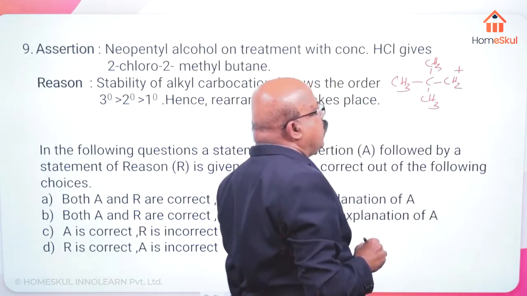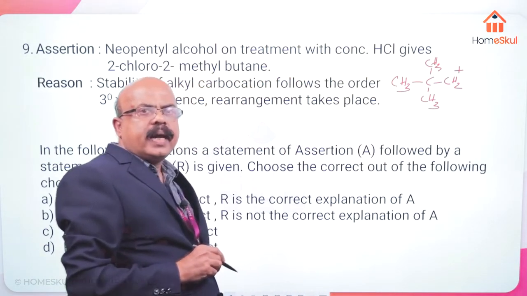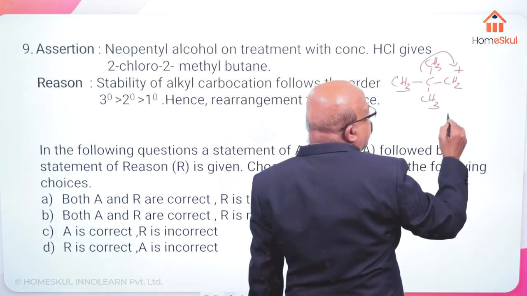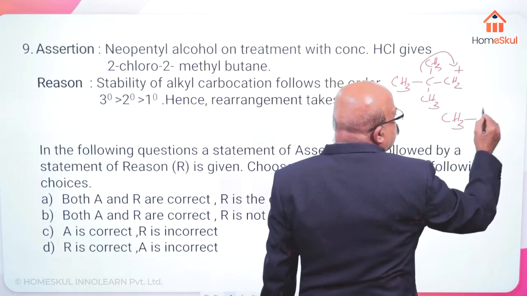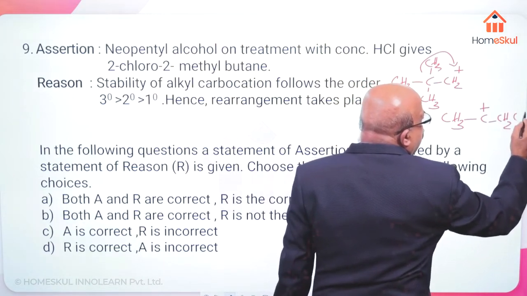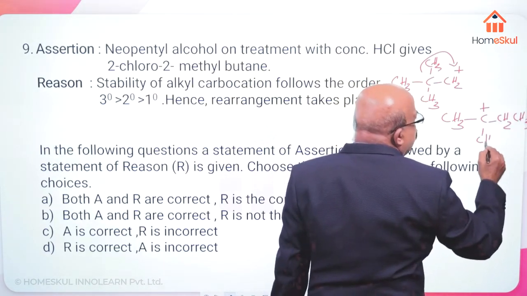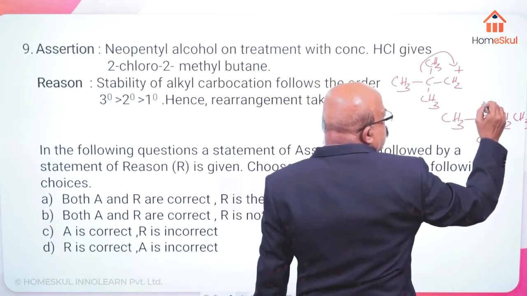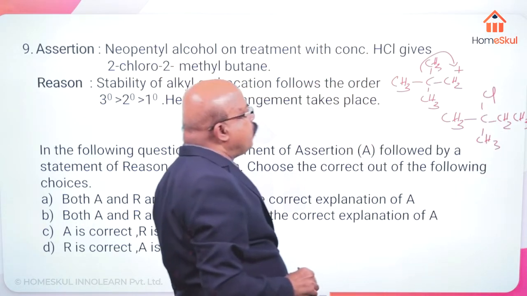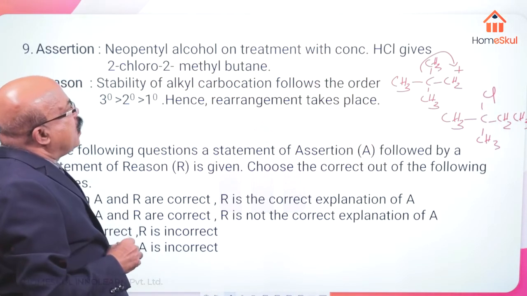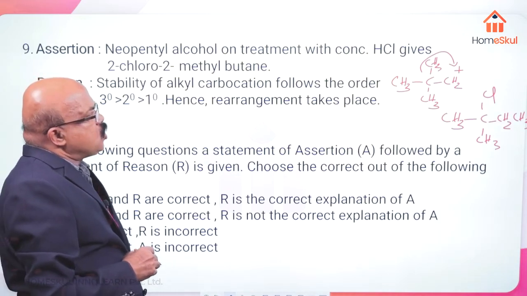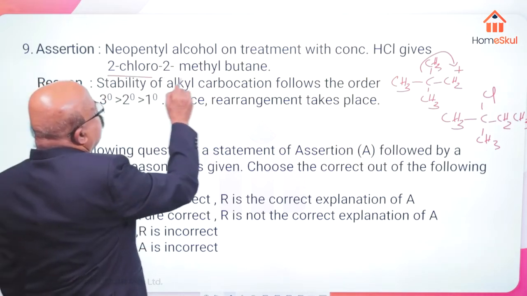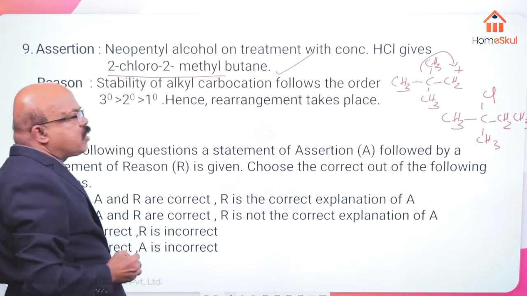This carbocation is primary, and it undergoes rearrangement by methyl shift. So the most stable carbocation formed in this case is this one. This will be attacked by Cl minus. So this is the product formed, that is, neopentyl alcohol on treatment with concentrated HCl gives 2-chloro-2-methylbutane. This assertion is correct.